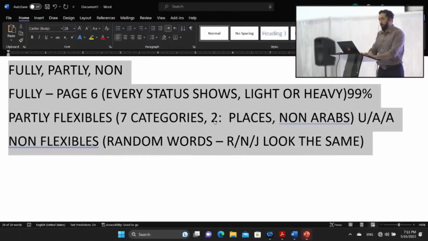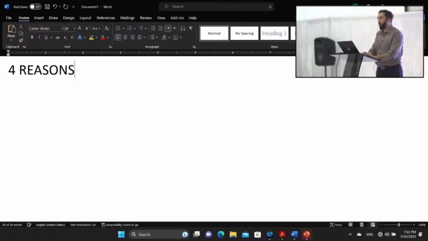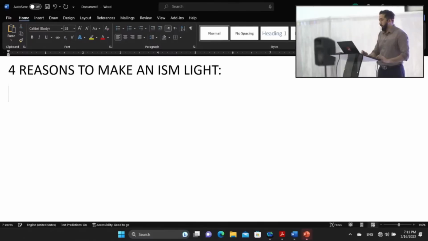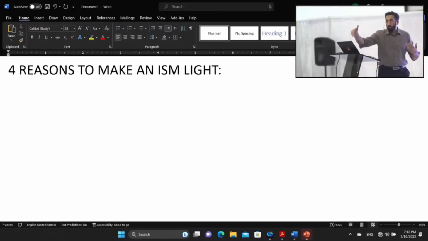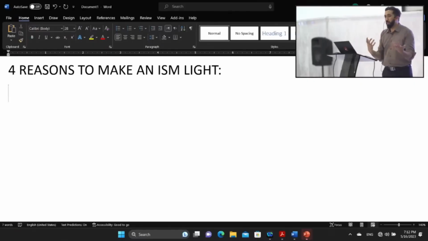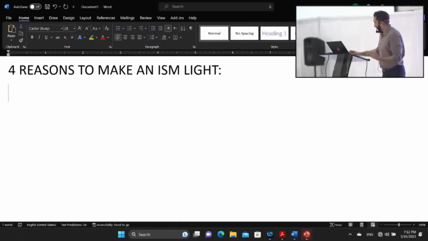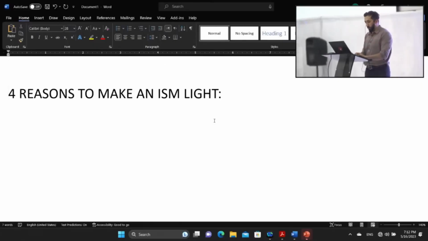Now, another quick thing that we didn't fill in last time. There are 4 reasons to make an ism light. It's in your notes, you can find it, and it's empty, isn't it? But first, before I write the answers here, I want you to remember what light and heavy are anyway. So let's ask ourselves, as a recap, a fundamental question. What are some things we know about light versus heavy?